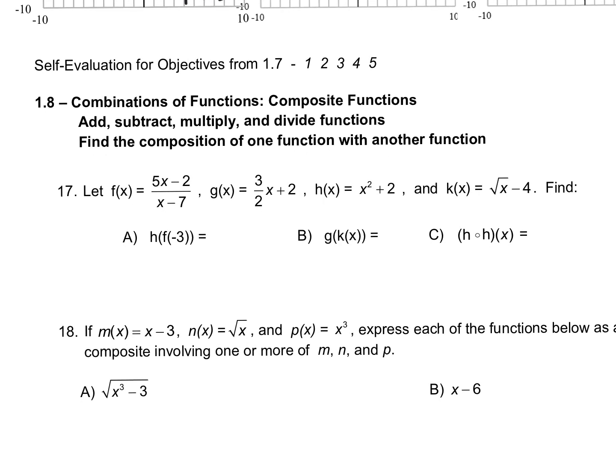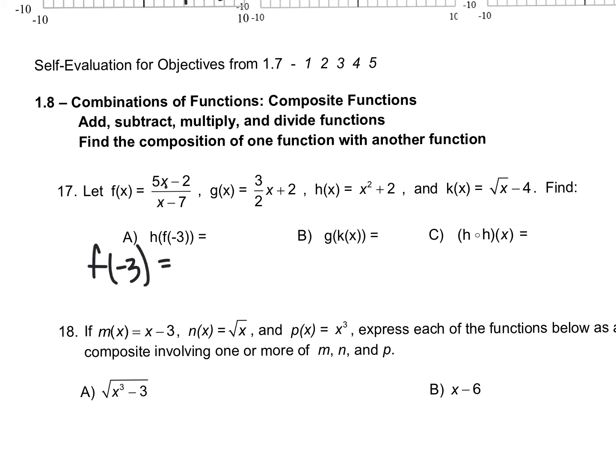Okay. Next we're doing some composite functions. It's the same. We're finding f of -3, then plugging that in for f, and whatever that gives us as an output, we plug that in for h. So first off, f of -3.